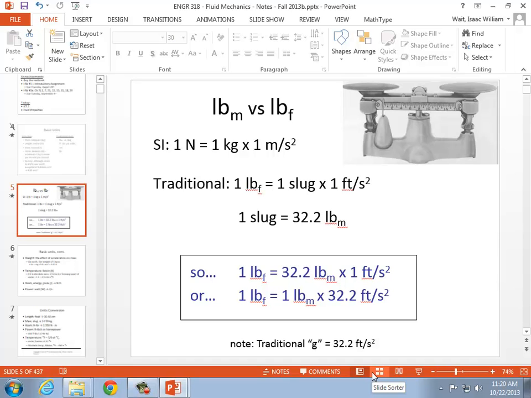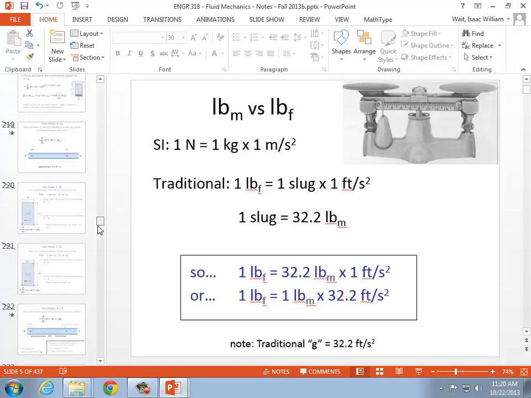A slug is 32.2 pounds of mass. And a pound of force is when you've got a slug accelerated at 1 foot per second squared. So these are maybe the most salient conversions for slugs and pounds. One slug is 32.2 pounds of mass because g is 32.2 feet per second squared. The main definition converting slugs and pounds is that if you accelerate one slug 1 foot per second squared, that is a pound of force.